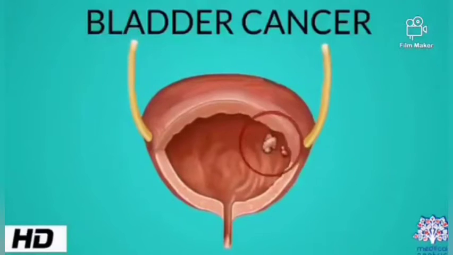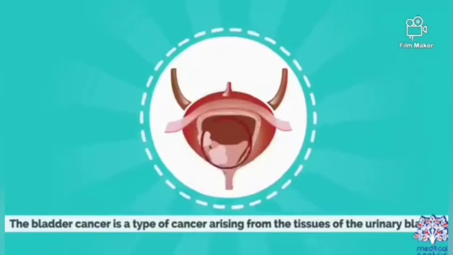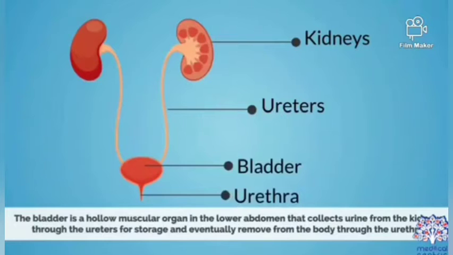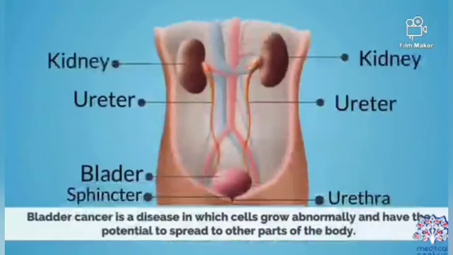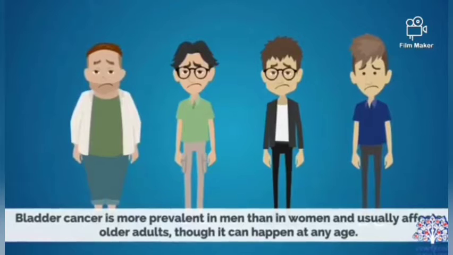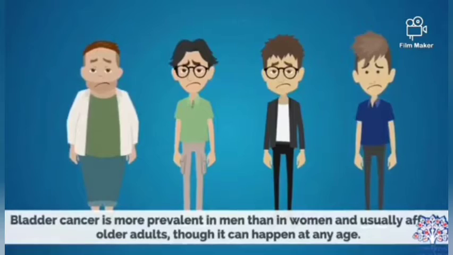Today's video is all about bladder cancer. Bladder cancer is a type of cancer arising from the tissues of the urinary bladder. The bladder is a hollow muscular organ in the lower abdomen that collects urine from the kidneys through the ureters for storage and eventually removes urine from the body through the urethra. Bladder cancer is a disease in which cells grow abnormally and have the potential to spread to other parts of the body. Bladder cancer is more prevalent in men than in women and usually affects older adults, though it can happen at any age.